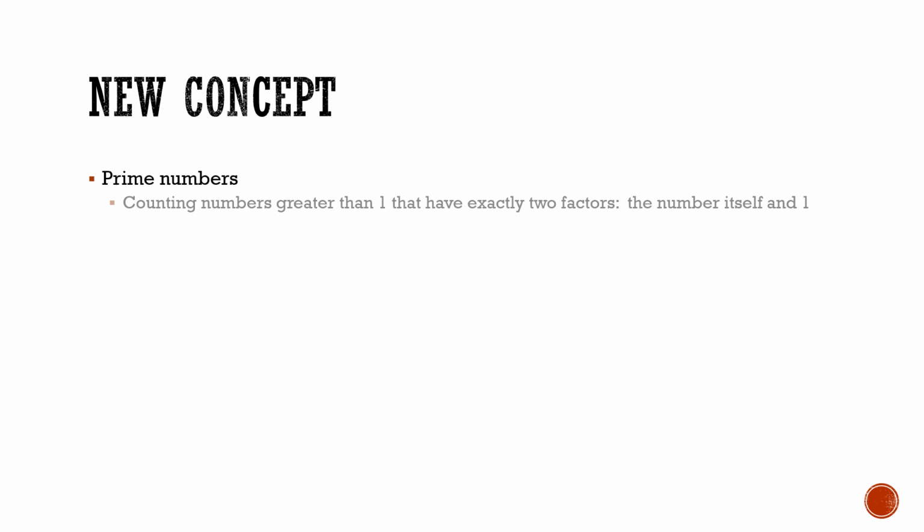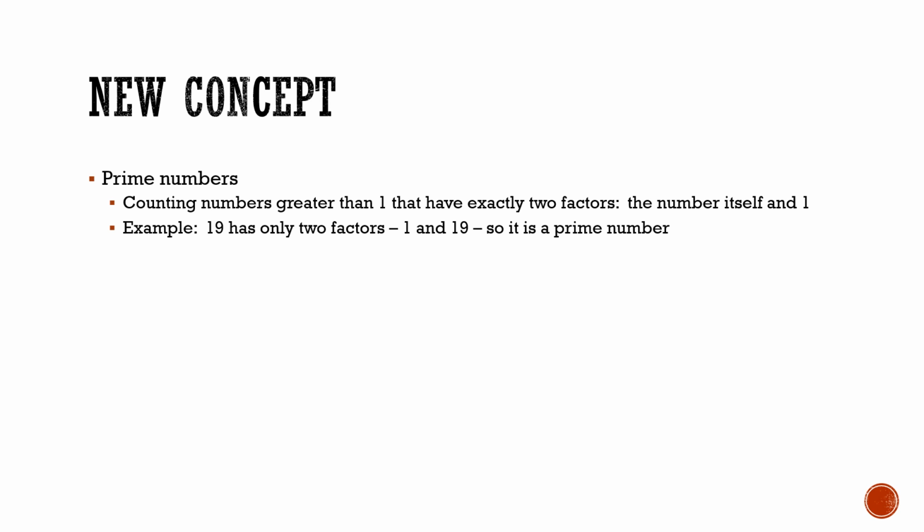Let's talk about prime numbers. Prime numbers are counting numbers that are greater than 1 that have exactly two factors, the number itself and 1. So for example, 19 has only two factors. There's only two numbers you can divide 19 by without getting a remainder, and those two numbers are 1 and 19. So that would be a prime number.